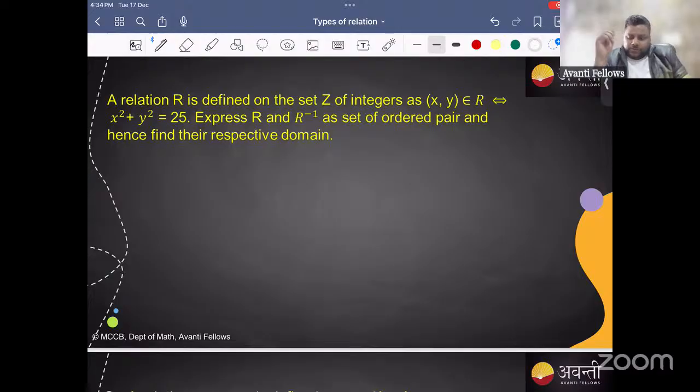Having a look at this question, relation R is defined on set Z of integers as (x, y) belongs to R if x square plus y square is 25. Express R and R inverse as the set of ordered pairs and hence find their respective domain. Now see, x and y are integers. So first of all, let us find the elements which will be there in the relation.